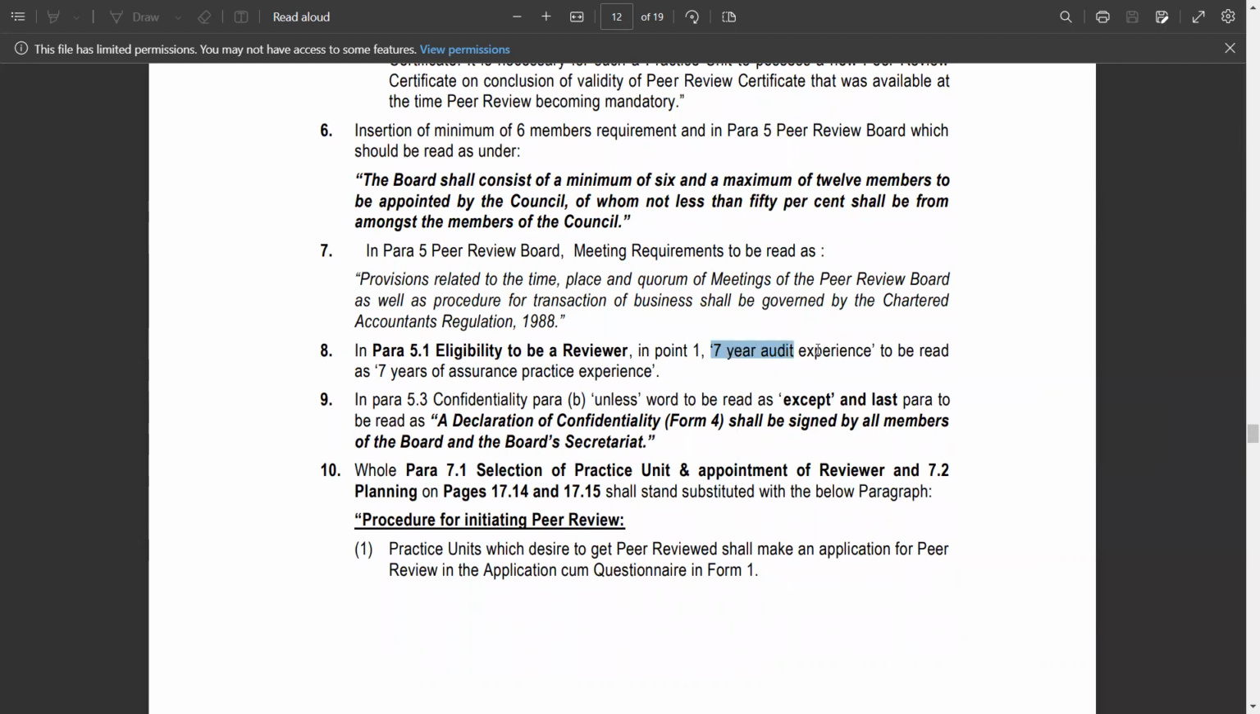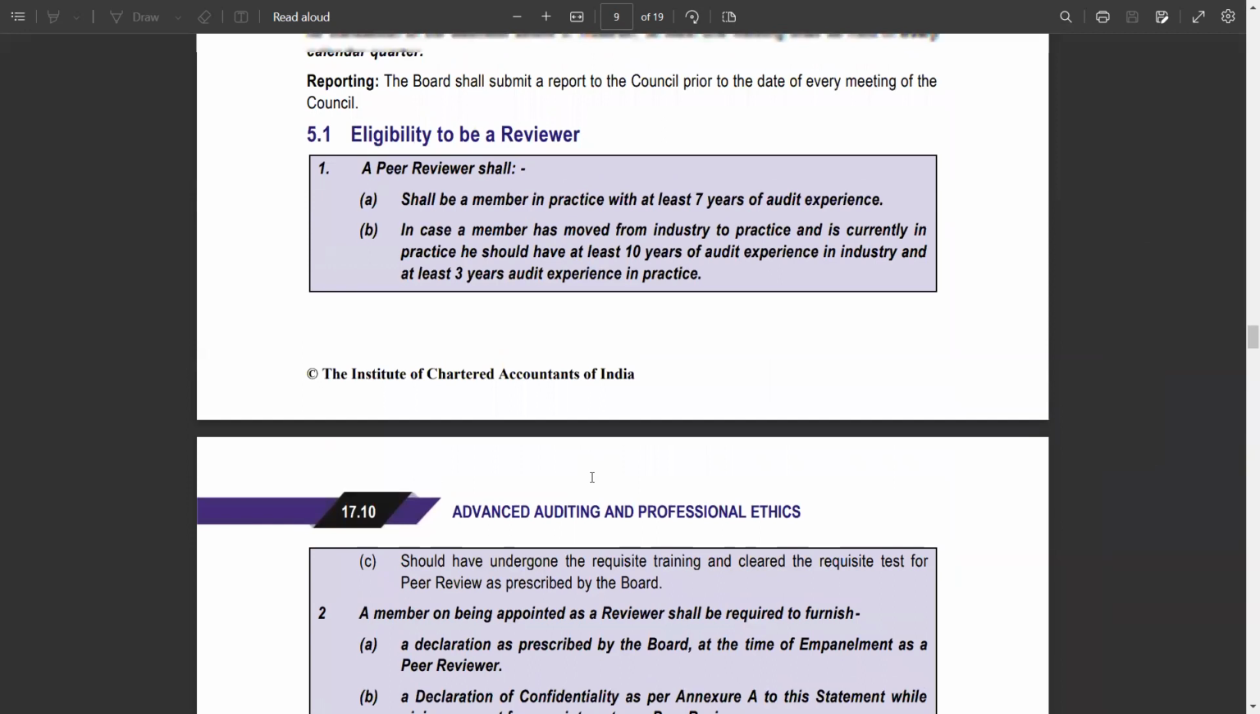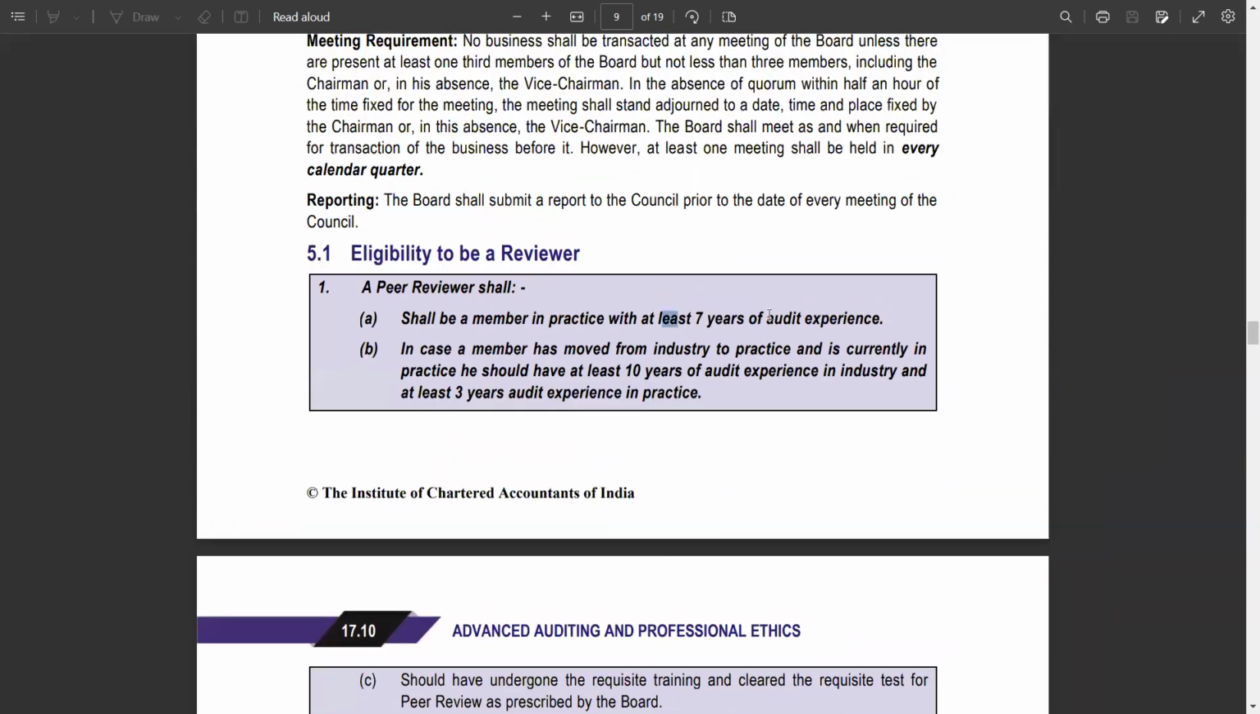In point 1, 7 years of audit experience to be read as 7 years of assurance practice experience. So earlier it was 7 years of audit experience. Now it has been substituted as 7 years of assurance practice experience. As you can see here, it is mentioned at least 7 years of audit experience. So basically, if a member is in practice, he shall have at least 7 years of assurance practice engagement experience.